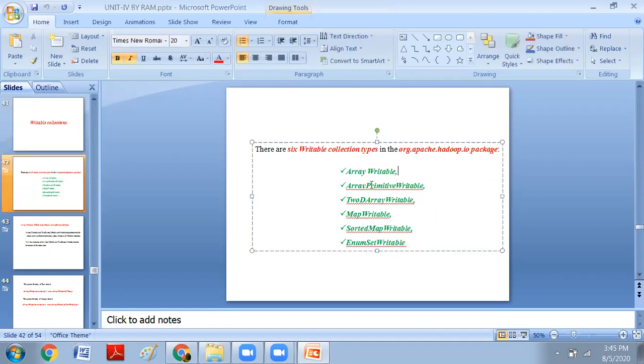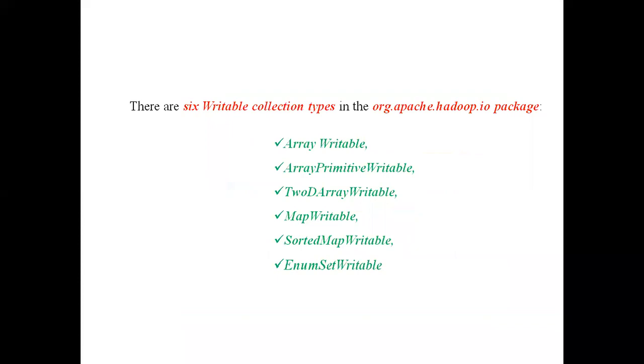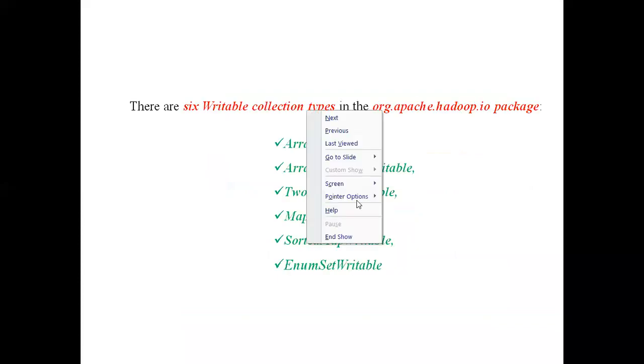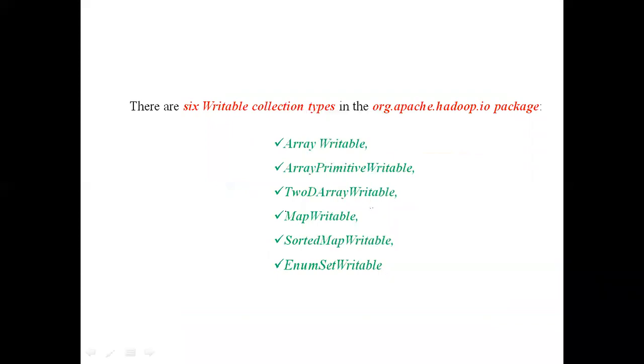Array writable, array primitive writable, 2D array writable: these three belong to the arrays, which we already saw in the last class. Now today we have to see the remaining three, the map writables. The first three belong to the arrays, which we have already seen. Now we have to see map writable.